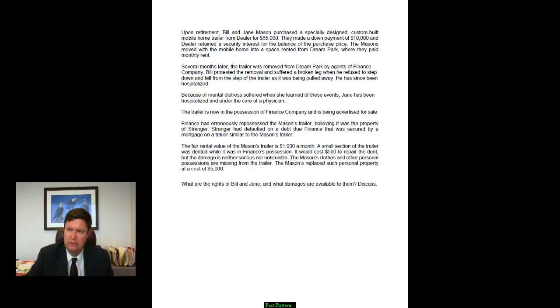But this fact pattern, basically upon retirement, Bill and Jane Mason purchased a specially designed custom built mobile home trailer from dealer for $65,000. They make a down payment of $10,000 with a security interest with dealer. They move into the home, they pay rent. Several months later the home is removed by agents from finance. The wife Jane goes into mental distress. Her husband breaks her leg. They erroneously took the trailer back and the trailer gets banged up and some stuff is missing. So that's what we get through a quick read through. That's about as much time as you want to spend on your first read through, about a minute.